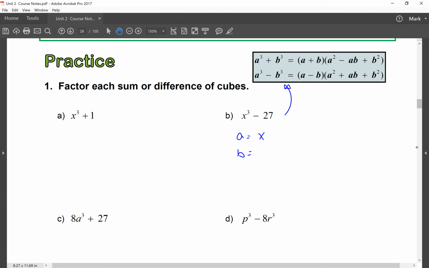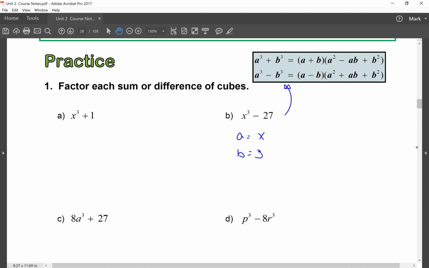So 27, is that a perfect cube? Well, there's only a few options really. There's 1 times 1 times 1. There's 2 times 2 times 2. There's 3 times 3 times 3. Now we're getting somewhere. And you can try that out on your calculator if you don't believe me, but 3 times 3 times 3 is 27. So there we go. Now all I do is I plug it into the second formula.